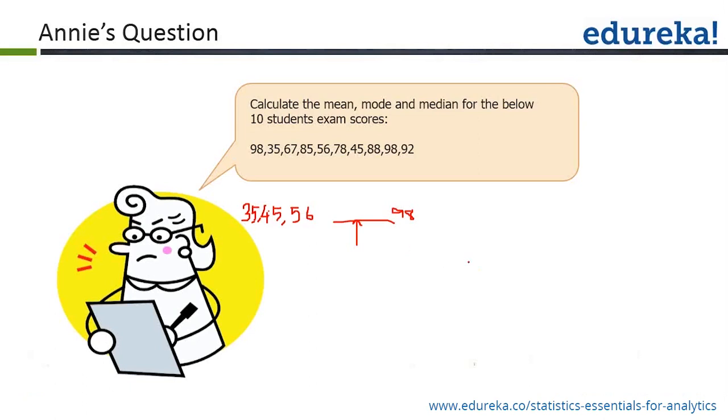Mehul has calculated it, and he has pinged me that the answer for mean might be 74.2 as per his calculations. The median is, say, 67. And coming to the mode, we have this number 98 two times, compared to any other number. So we will say the mode is 98. So this is the mean, this is the median and this is the mode.